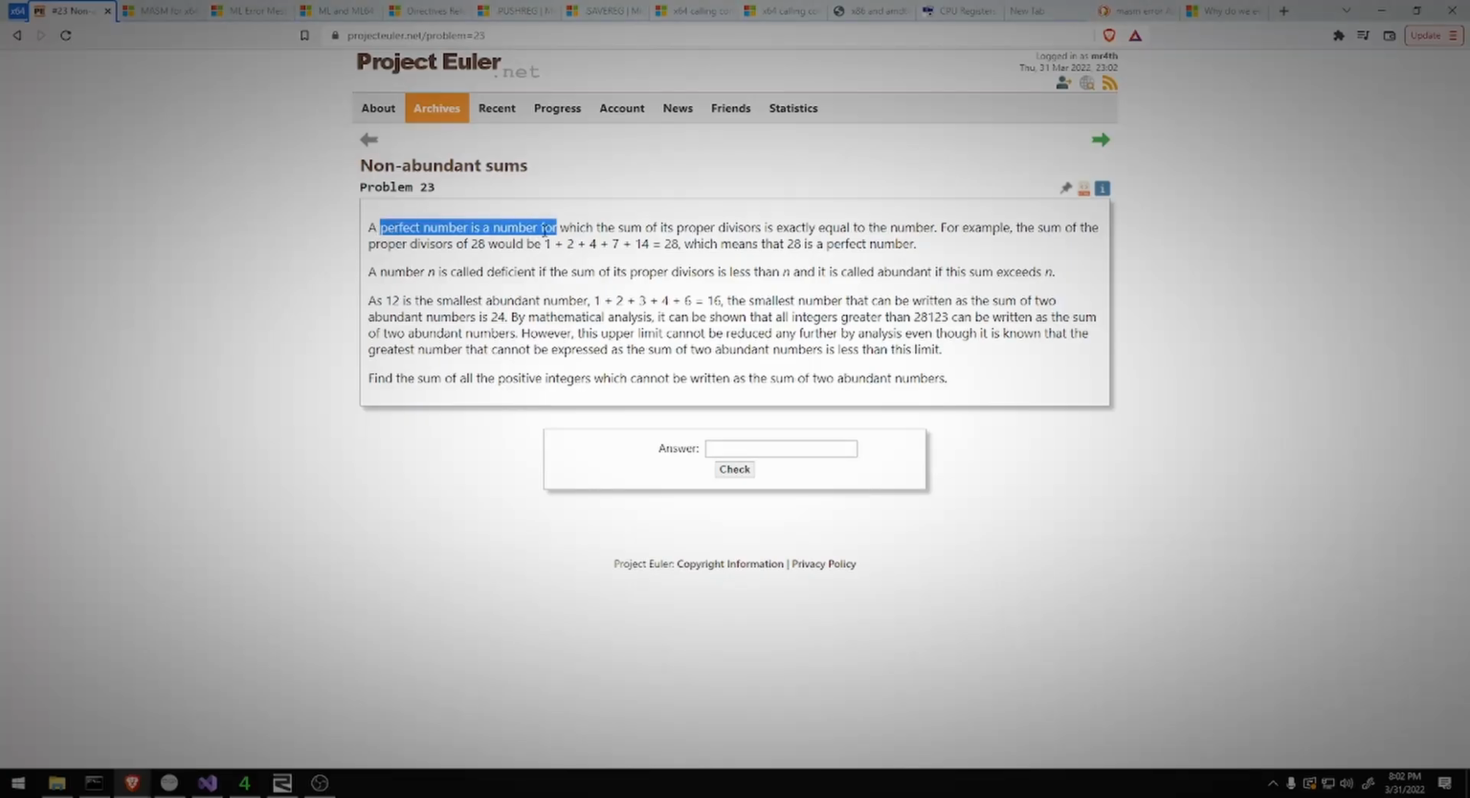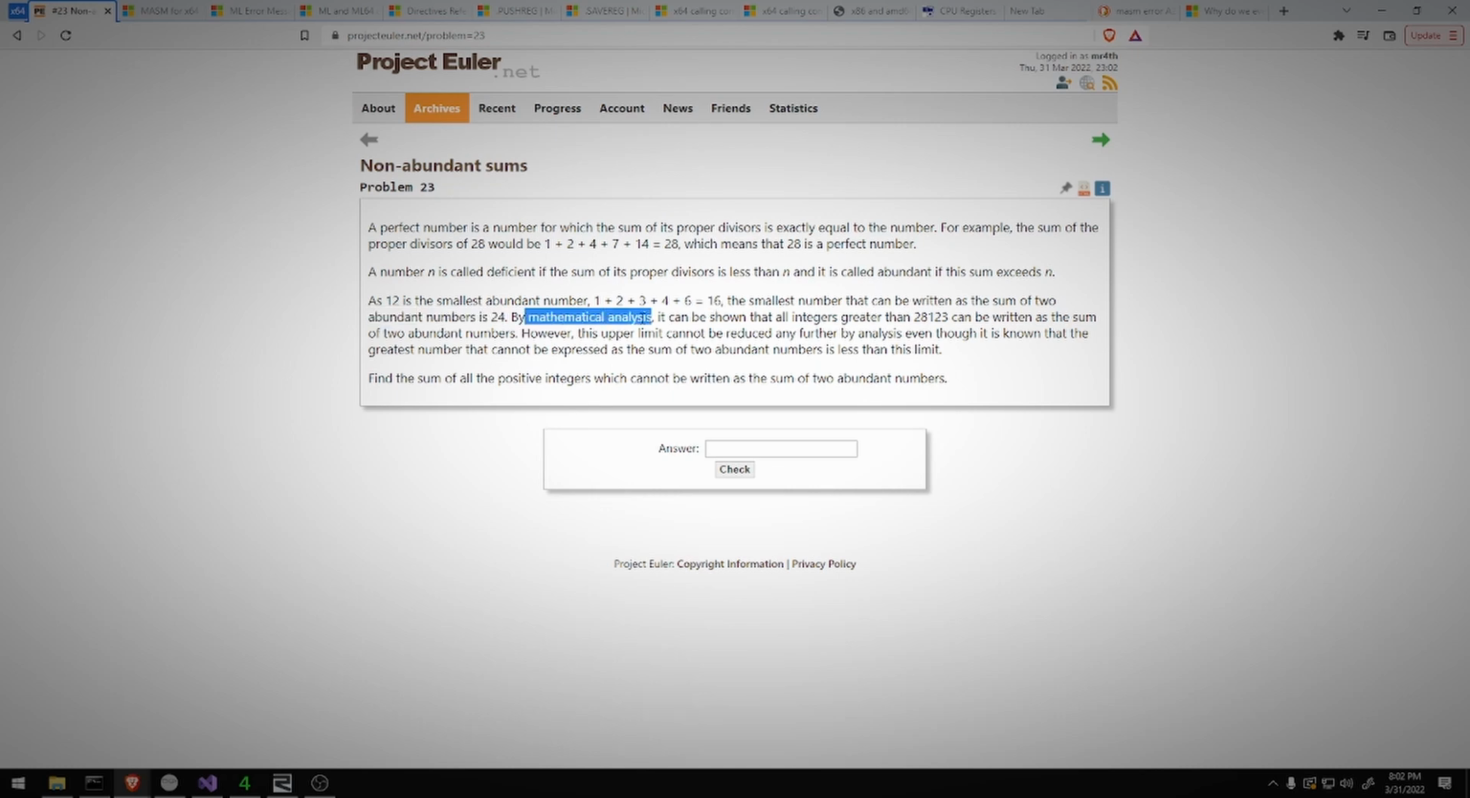A perfect number is a number for which the sum of its proper divisors is exactly equal to the number. For example, the sum of the proper divisors of 28 would be 1 plus 2 plus 4 plus 7 plus 14, which equals 28, which means that 28 is a perfect number. A number n is called deficient if the sum of its proper divisors is less than n, and it is called abundant if the sum exceeds n. As 12 is the smallest abundant number, with 1 plus 2 plus 3 plus 4 plus 6 equals 16, the smallest number that can be written as the sum of two abundant numbers is 24.